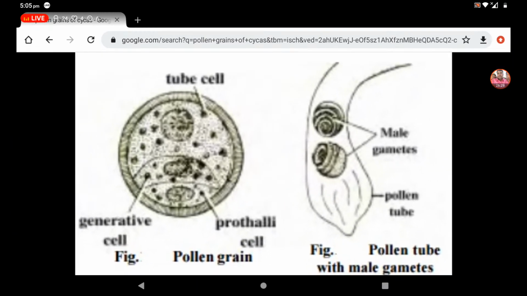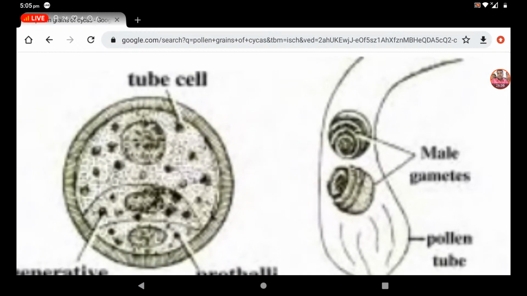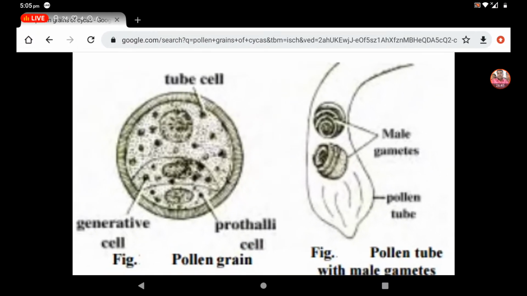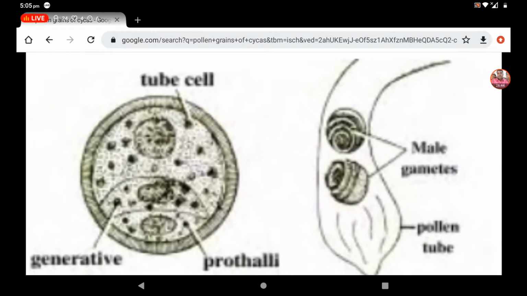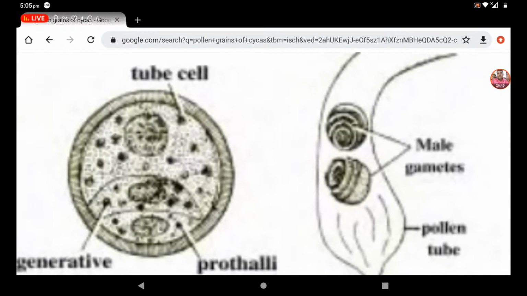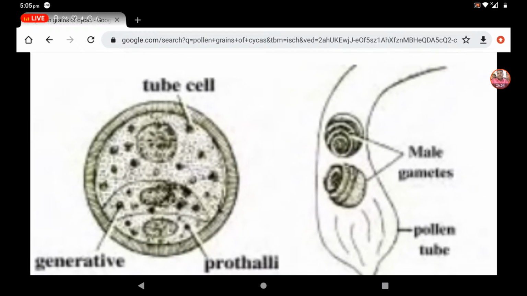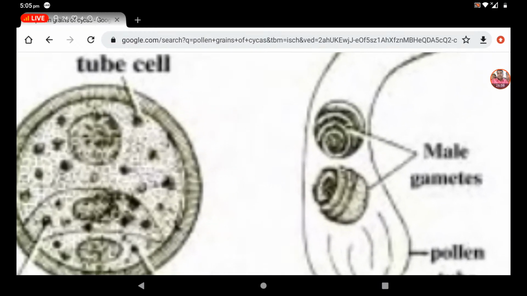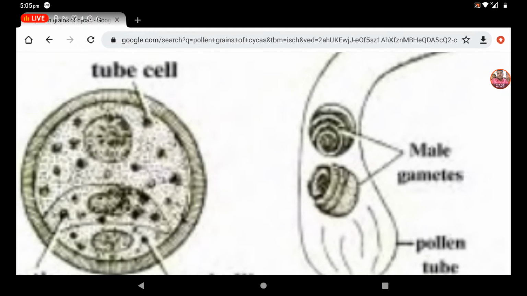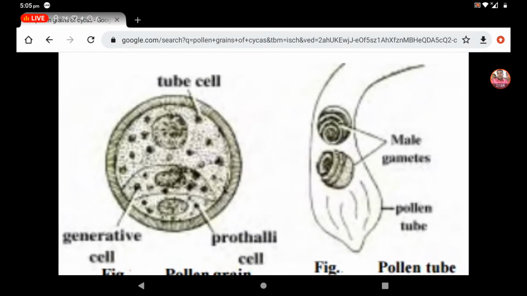Spirally coiled male gametes are present, but these are non-motile, non-flagellated, and non-ciliated. In Pteridophyta, multiciliated male gametes are found, as we discussed in yesterday's class. Biflagellated male gametes are present in Bryophyta. In gymnosperms, cilia are present, but they cannot be useful for locomotion because the pollen forms a pollen tube.